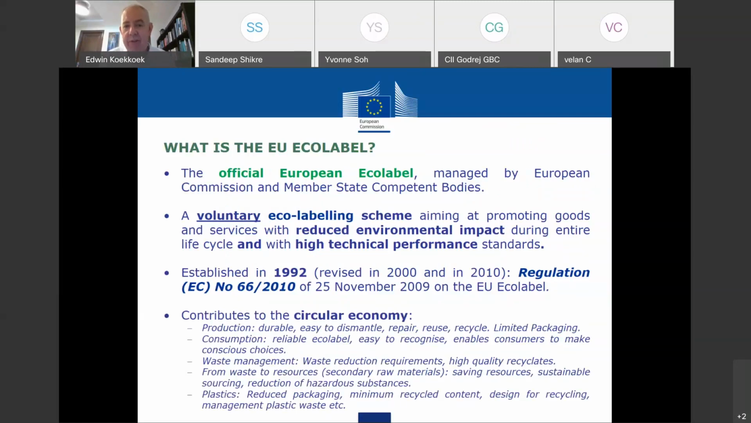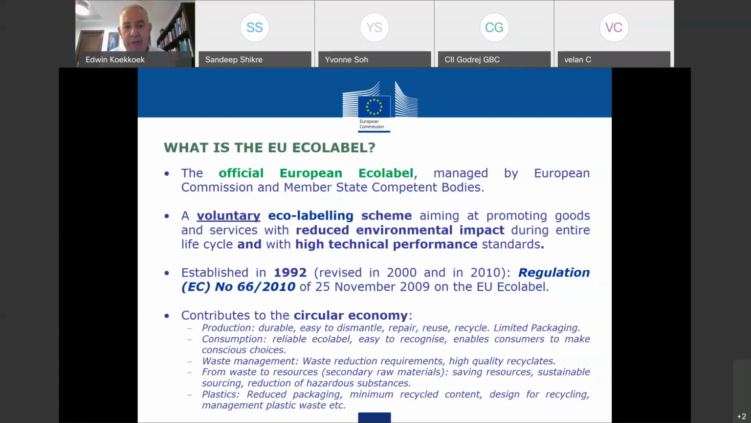The EU Eco Label is the official European Eco Label, and it's managed by the European Commission and by the member state competent bodies. As you probably know, the European Union consists of 27 larger and smaller member states, each with their own competent bodies. So I'm talking about countries like Germany, Spain, Italy, France, but also smaller countries like my own country, the Netherlands, Denmark, Greece, Bulgaria. So it's a very diverse group of countries.